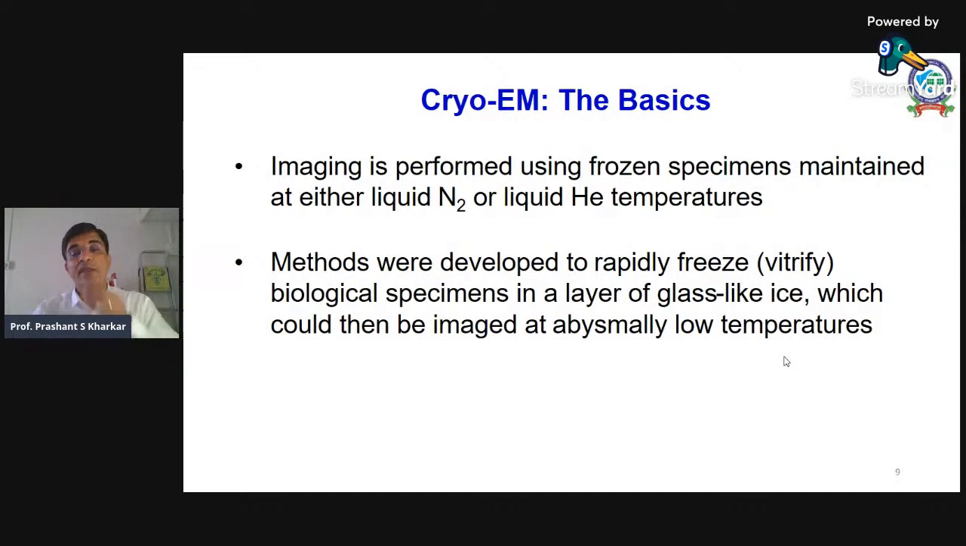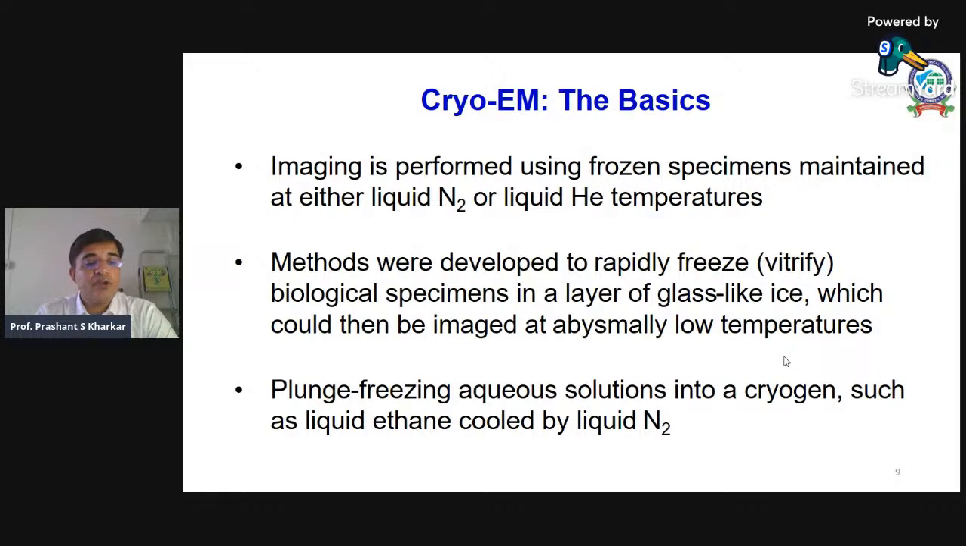So people have developed methods for rapidly freezing, that is vitrifying, biological specimens in a layer of glass-like ice. The process is called vitrification. It is not ice, meaning when you freeze an aqueous solution you would normally get ice. But they have come up with techniques which prevent ice crystal formation, giving a slightly different state called glass-like ice or vitrified material, which can be imaged at very low temperatures like liquid nitrogen temperature. They use something called plunge freezing of the aqueous solutions into a cryogen.